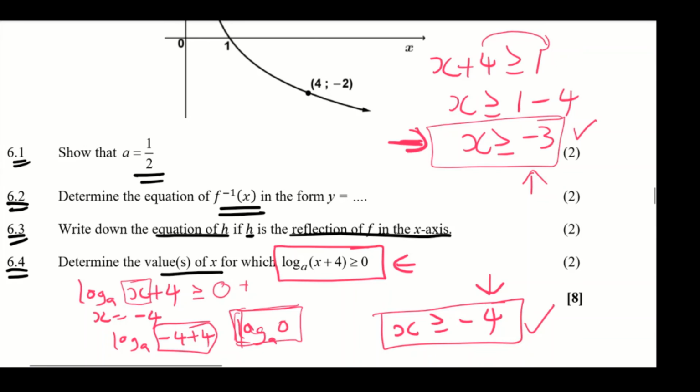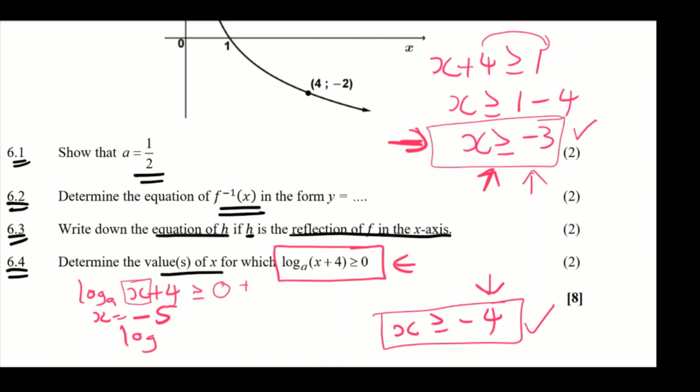But now let's test another value, because this says greater than or equal to minus 3. So let's test another value also. We're going to test x being equal to -5. So if we were to say log base a of -5 plus 4, so -5 plus 4 gives you log base a of -1. So this doesn't give you a solution, right? It doesn't give you a solution.